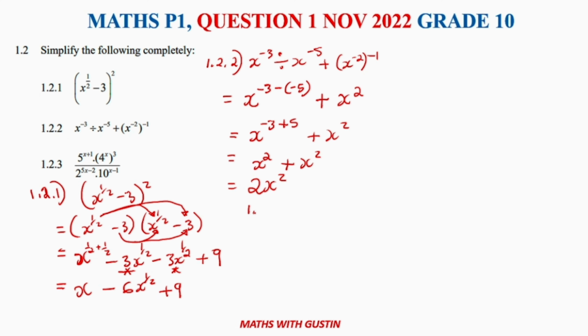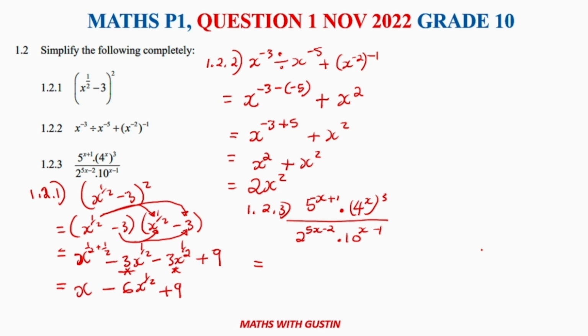Moving right along, 1.2.3, we're having 5 to the power of x plus 1, and therefore 4x all into 3, all over 5 to the power of x minus 2, 10 to the power of x minus 1. Every time I say all over, now I'm beginning to sound like Skomota. Shout out to Skomota. All right, okay, here we go.